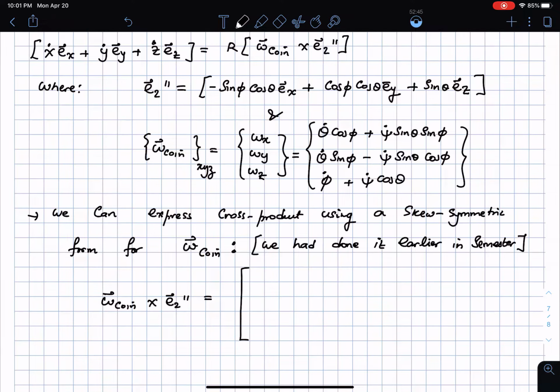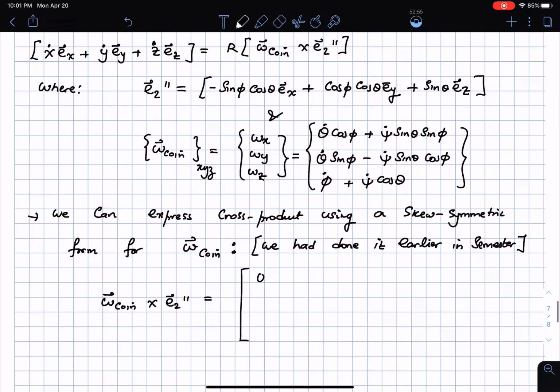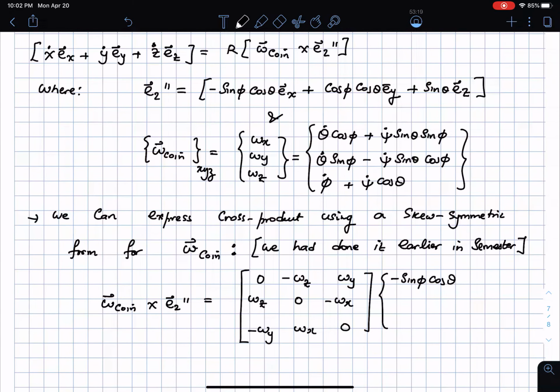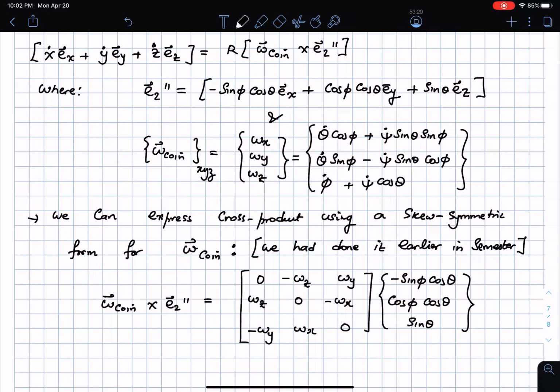This was done when we were talking about angular momentum of rigid bodies. We were trying to come up with the moment of inertia tensor, and so on. So here is the skew symmetric matrix. This is 0, minus omega z, omega y; omega z, 0, minus omega x; minus omega y, omega x, 0, multiplied with the E2 double prime, which is going to be the following. So that's going to be minus sine phi cos theta, then cos phi cos theta, and then lastly sine theta.